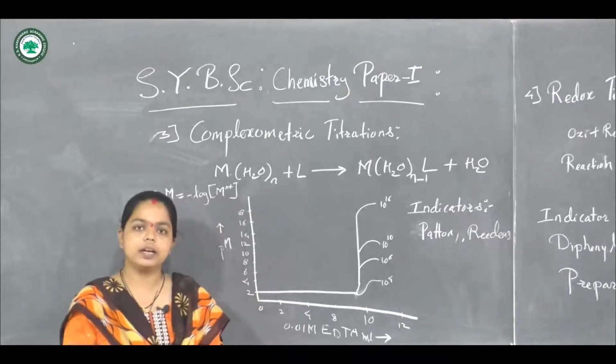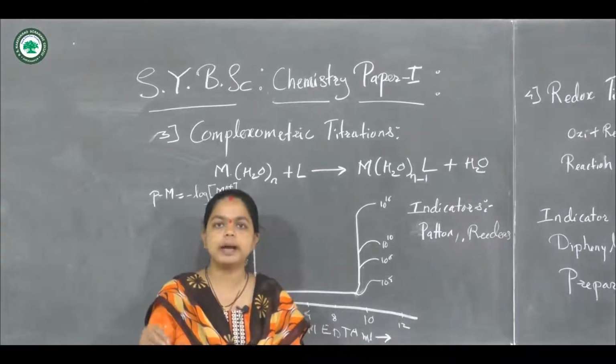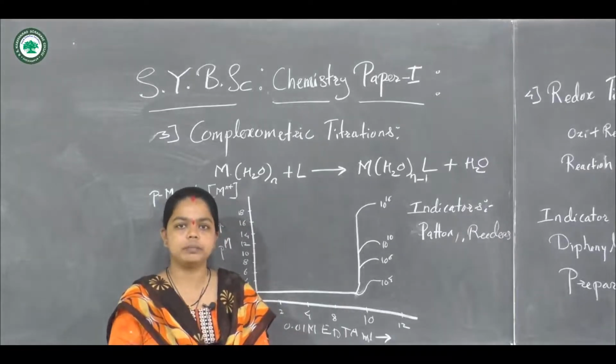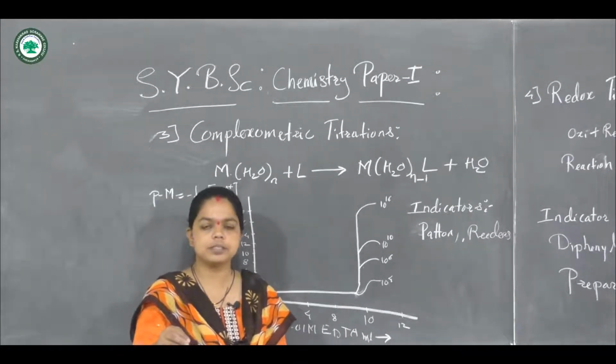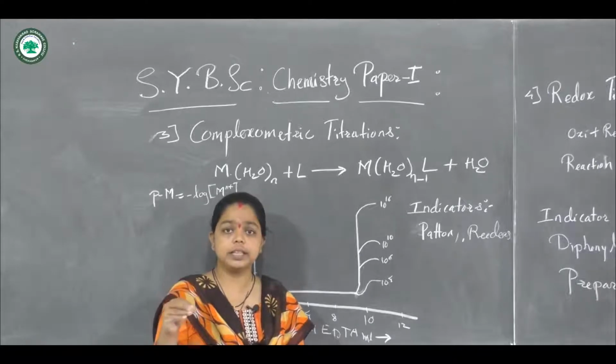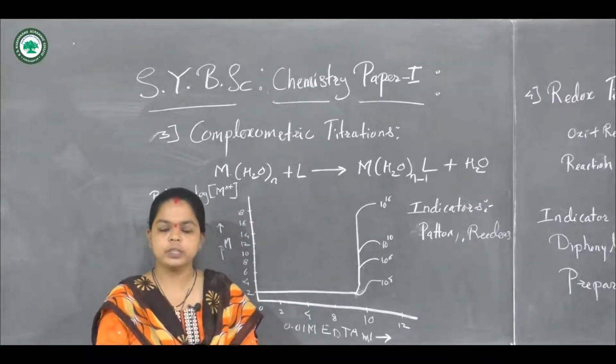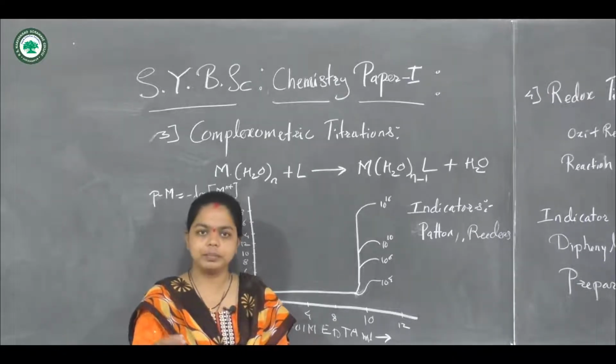So these ligands are nothing but the donor atoms or the group. They will form the coordinate bond with the metal ion. These ligands are the donor group. It may be the atom or it may be the group.